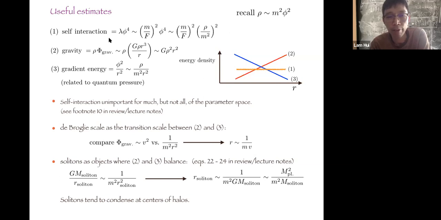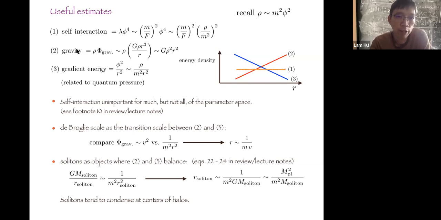So this is the self-interaction energy density. In an environment with a given rho, it would go like rho squared. Self-interaction becomes important when the density is very high, because it goes like rho squared. So keep that in mind, right?